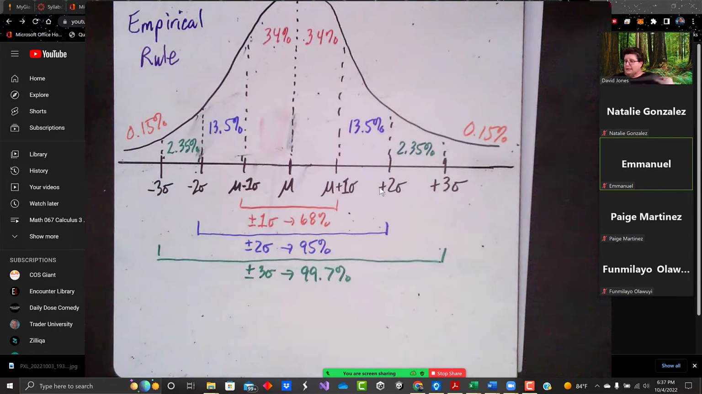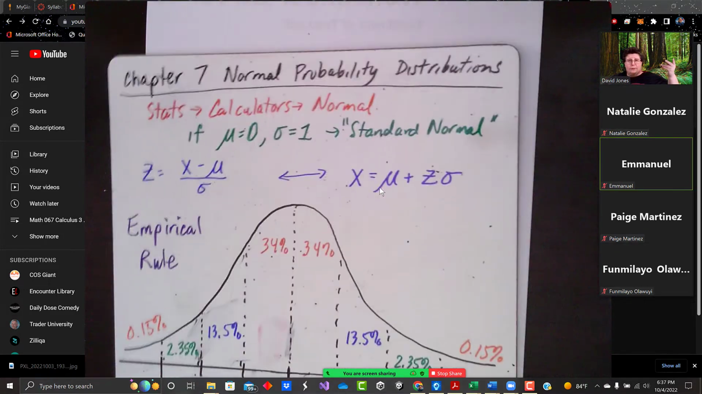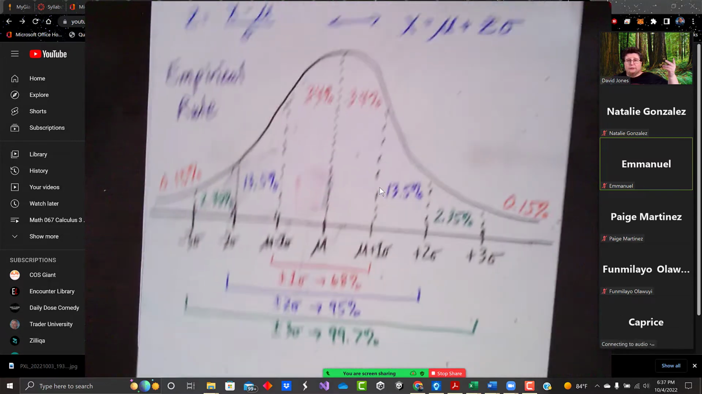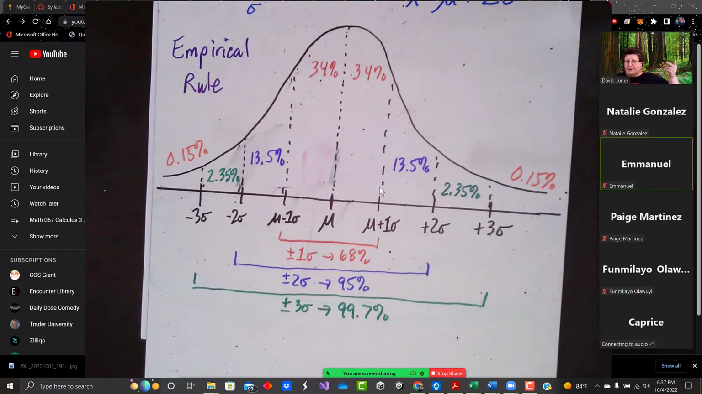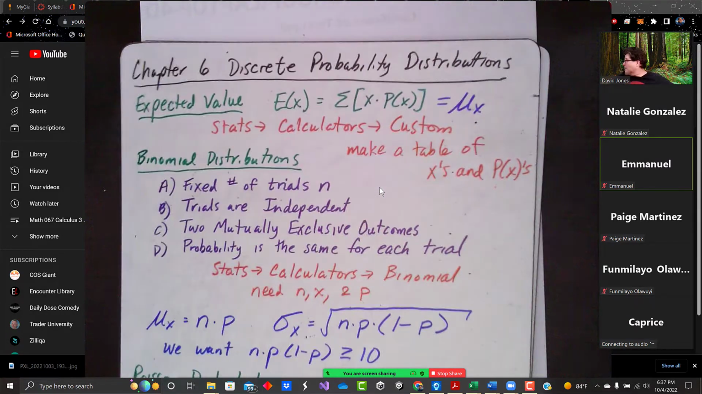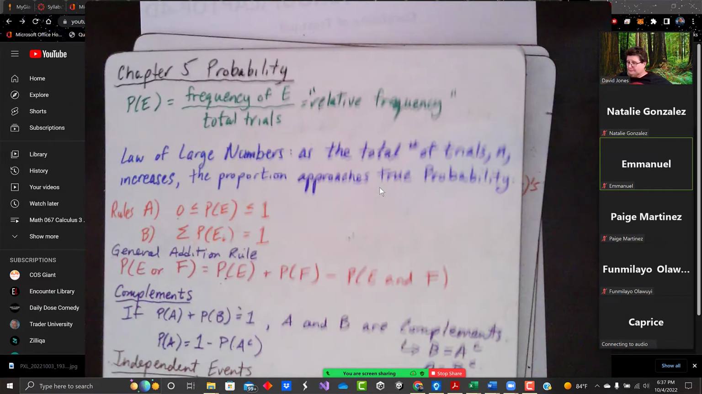And finally, our normal probability distributions, chapter 7, along with our empirical rule. And I've got all the StatCrunch commands in there, and we'll look at some examples in StatCrunch on how to do each of the StatCrunch things. And then we'll take questions. So let's get started.